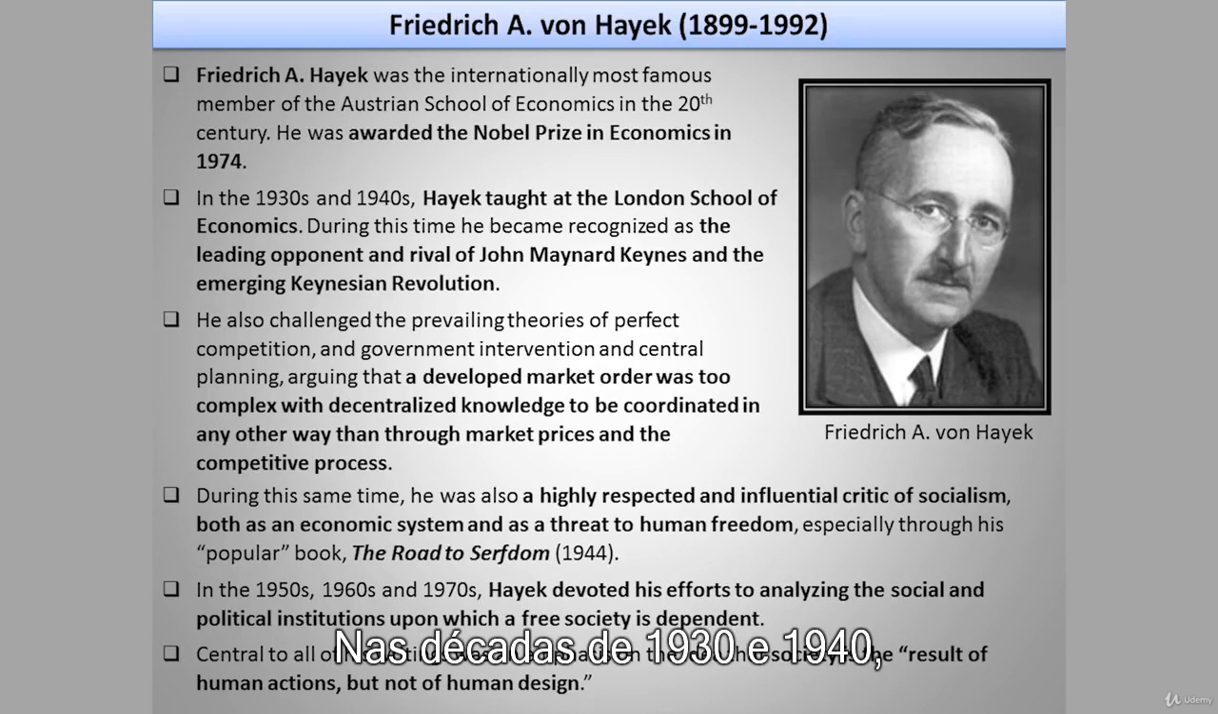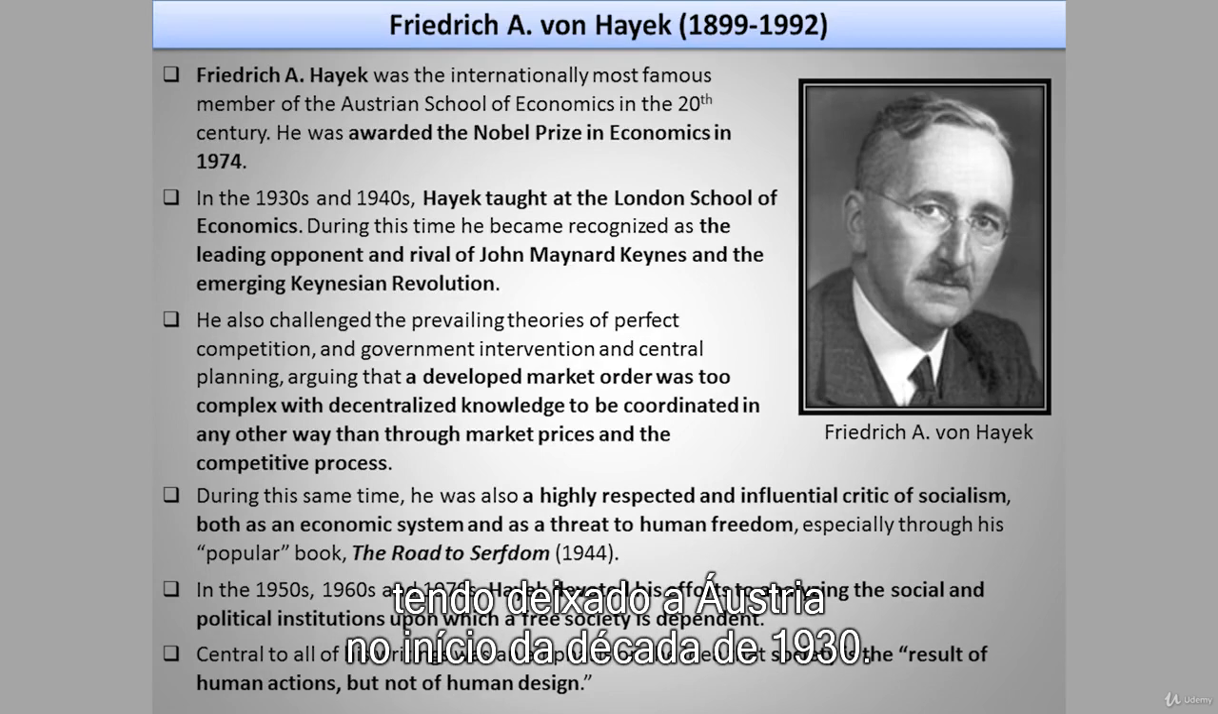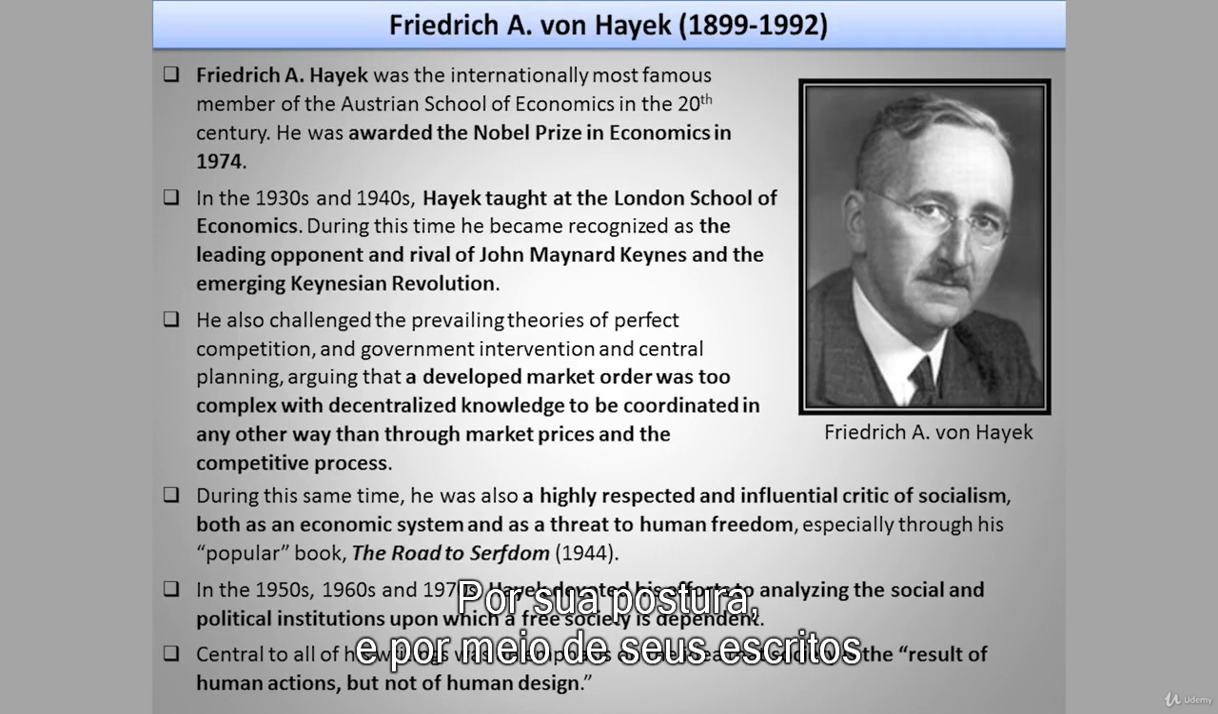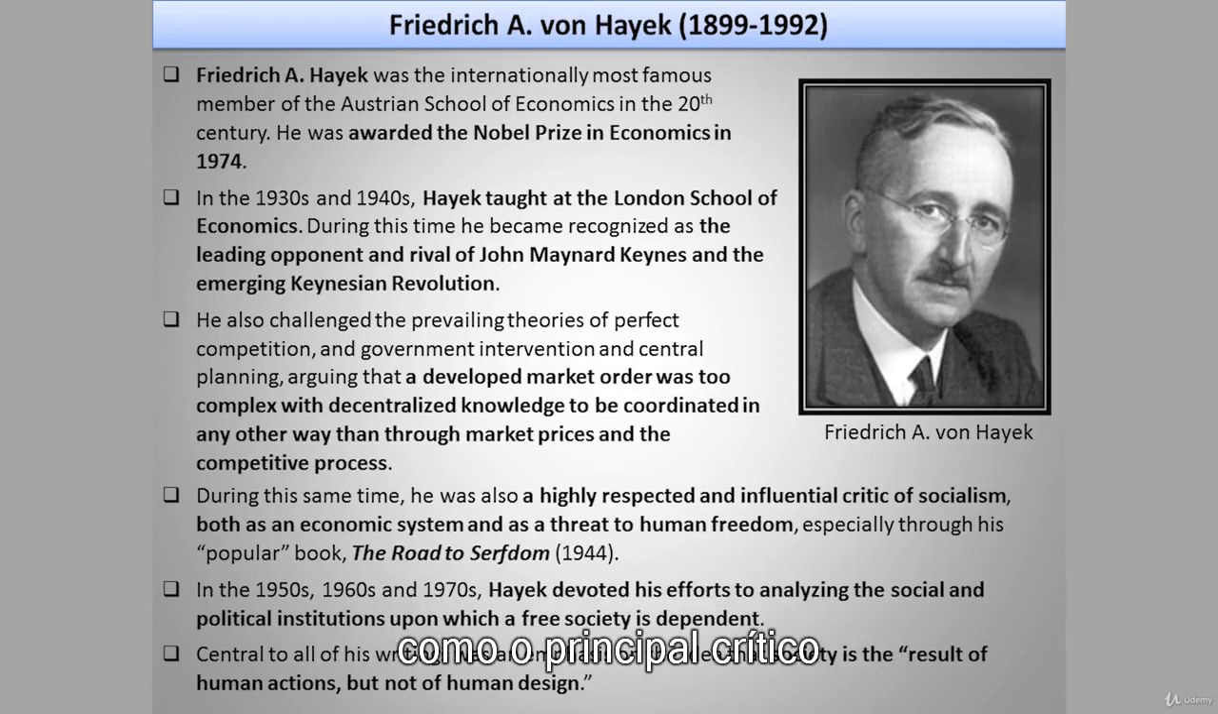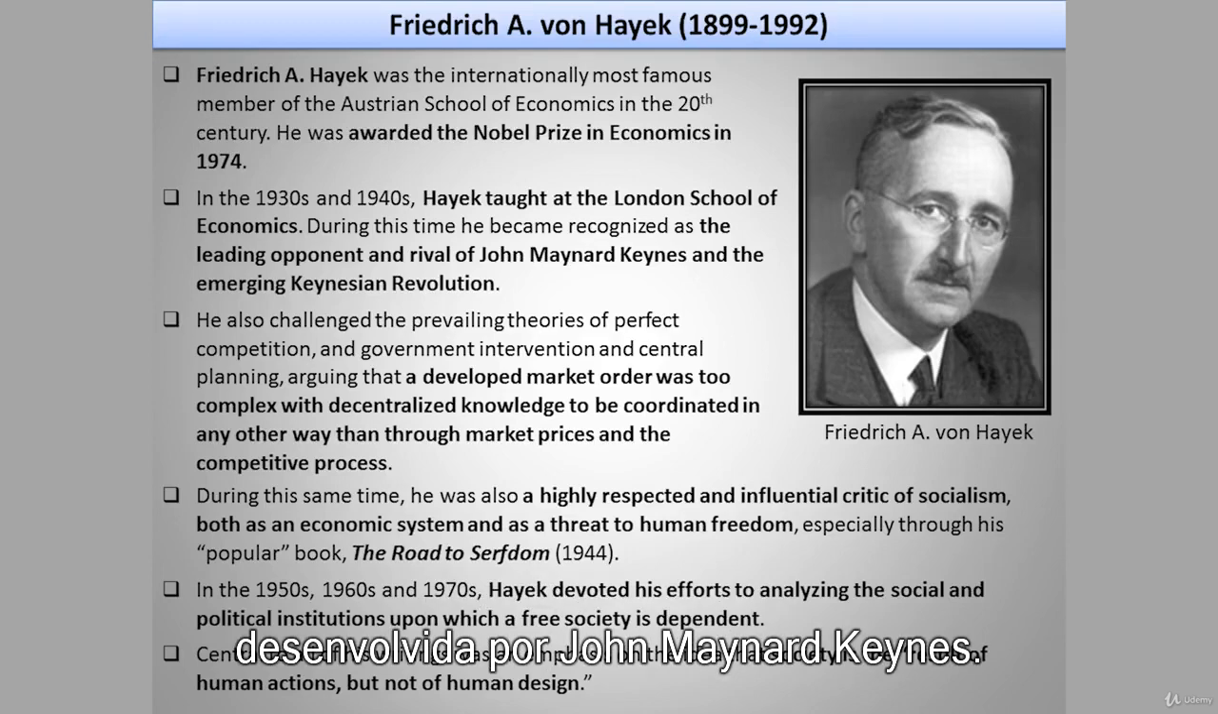In the 1930s and early 1940s, Hayek taught at the London School of Economics, having left Austria in the early 1930s. And in that capacity, and through his writings on money and the business cycle, throughout the 1930s he rapidly became viewed as the major and preeminent foil or critic to the emerging Keynesian economics developed by John Maynard Keynes.